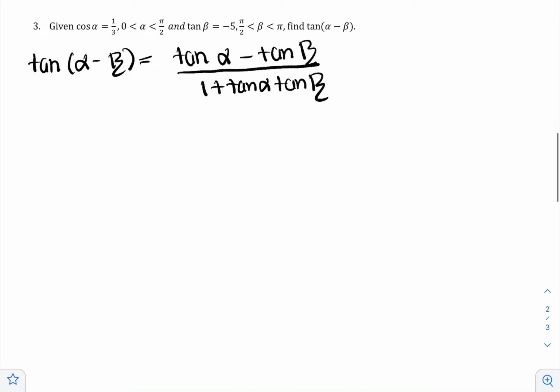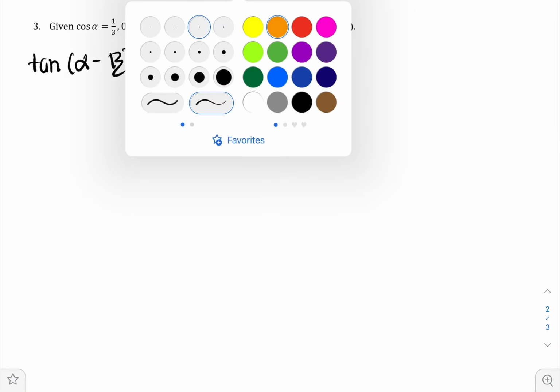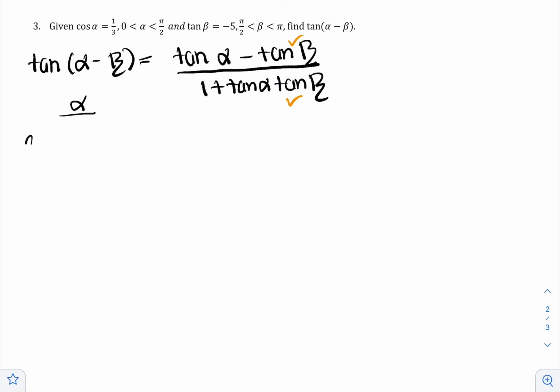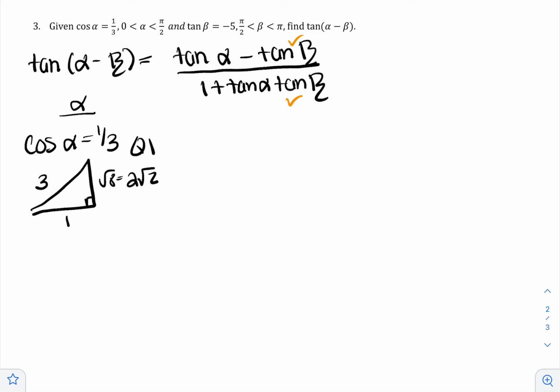Okay, so I have tangent beta, but I don't have tangent alpha. So I'm going to look at alpha. I know that the cosine of alpha is 1/3. Alpha is between 0 and pi over 2, so I am in quadrant 1. I draw my triangle: 1 over 3. 9 minus 1 will give us the square root of 8, which is 2 radical 2. So the tangent of alpha will be 2 radical 2. And then I already know that the tangent of beta is negative 5. It's in quadrant 2, so I can plug in.